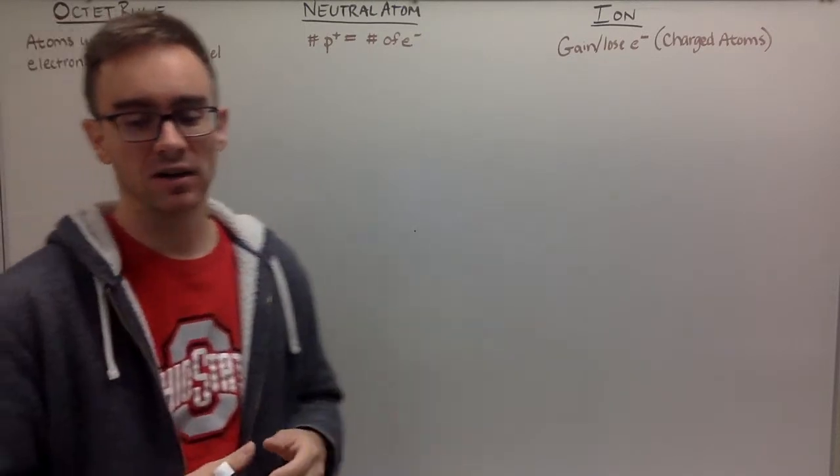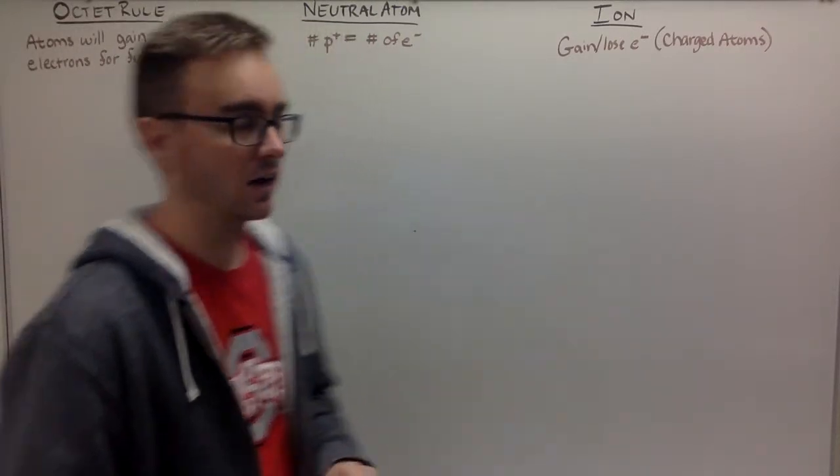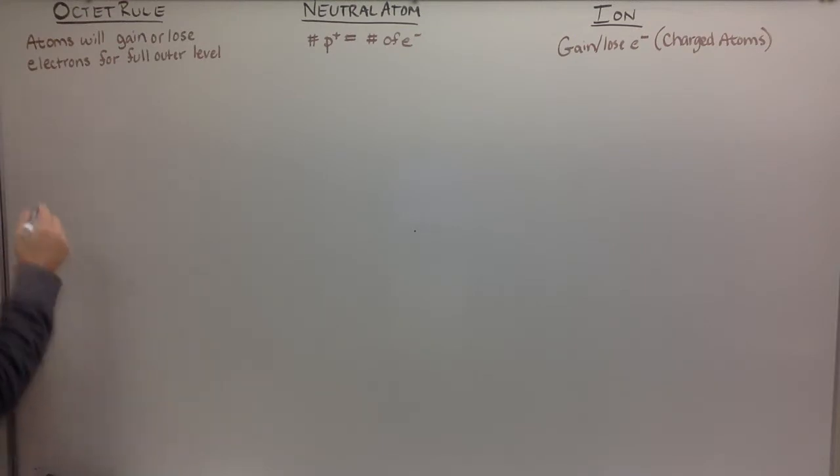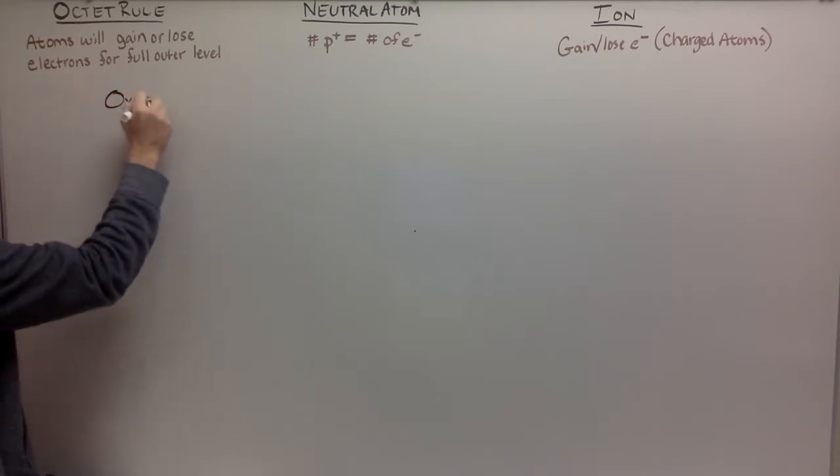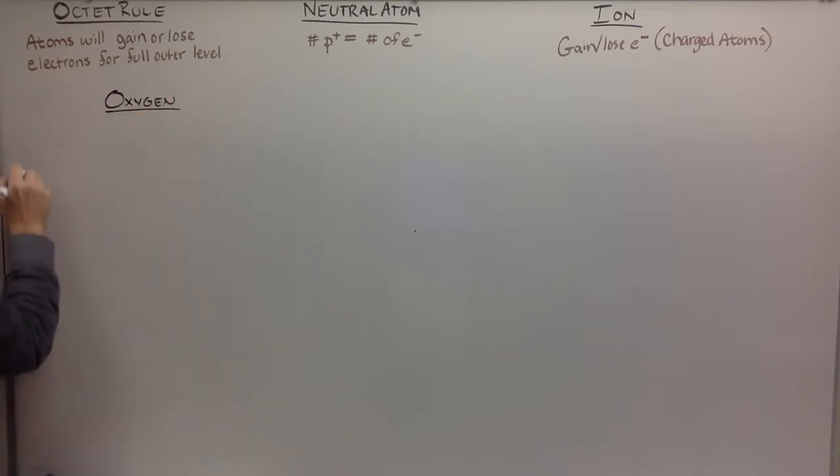We're going to do an example. Let's talk about an oxygen atom. Let's start with the things we already know. We know that oxygen has 8 protons. It has a mass of 16, so 16 minus 8 is 8 neutrons. We'll start as a neutral atom, so we'll say it has 8 electrons.